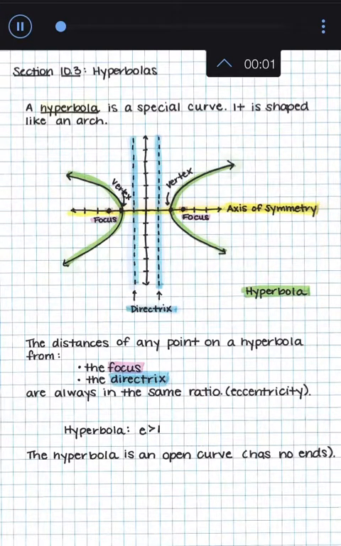In section 10.3, we're going to look at what are called hyperbolas. Notice they're a special curve and they're shaped like arches. Again, we're going to have a lot of similarities between a hyperbola and an ellipse. They look very similar. The idea is instead of pointing inward on itself like an ellipse, we're going to point outward, which is the difference with a hyperbola.